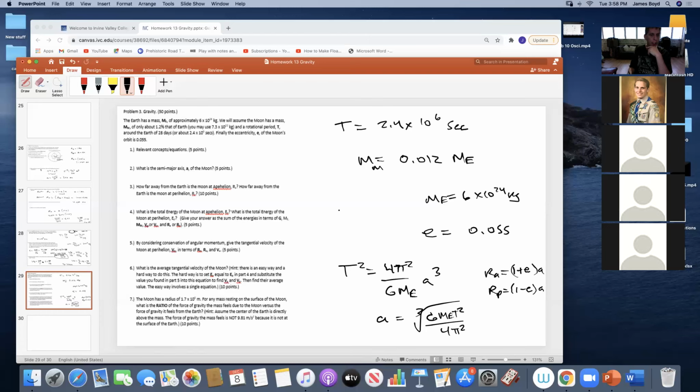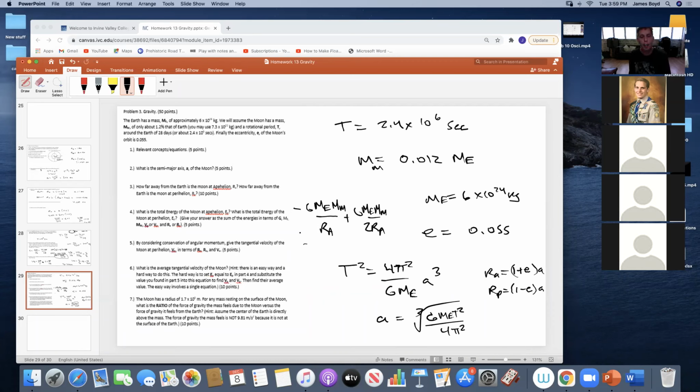The total energy of the moon at aphelion, what is the total energy when it's at perihelion? And I wanted them in terms of symbols. So it's G, M Earth, M Moon over RA, plus G, M Earth, M Moon over 2 RA. And the same for RP, which is RP instead.